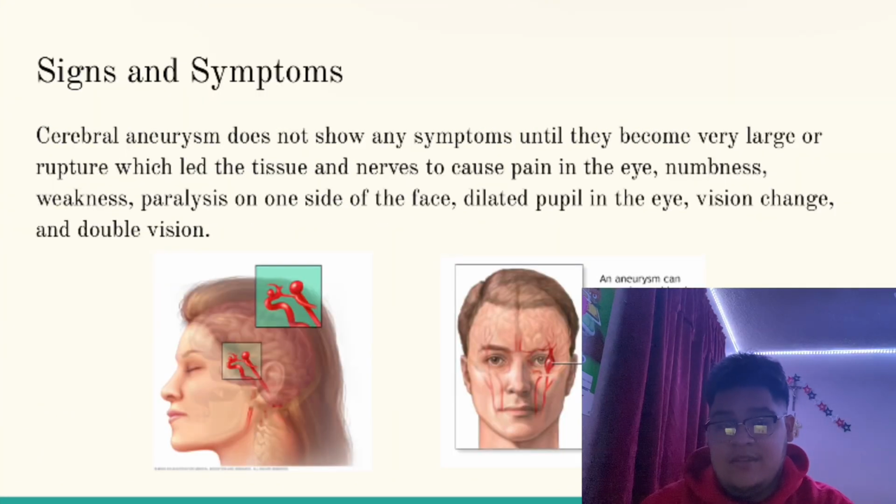A cerebral aneurysm does not show any signs or symptoms until it becomes very large or ruptures. That can lead the tissue and nerves to cause pain in the eyes, numbness, weakness, paralysis on one side of the face, a dilated pupil in the eye, vision change, and or double vision.